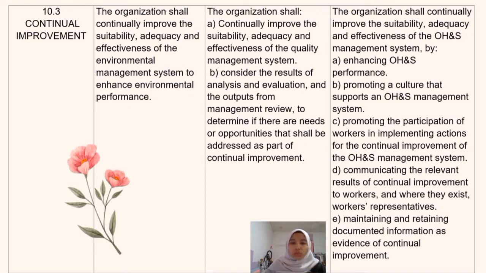For these three ISO, the organization must continually improve the suitability, adequacy, and effectiveness. For ISO 9001, it also considers the results of analysis and evaluation and the outputs to determine if there are needs that can be addressed as part of continual improvement. But it's a little bit different for ISO 45001, whereas the OH&S management system is continually improved by these three points: enhancing and promoting a culture, promoting the participation of workers, and the last one is communicating the relevant results of any continual improvement to workers, and also maintaining the documented information.